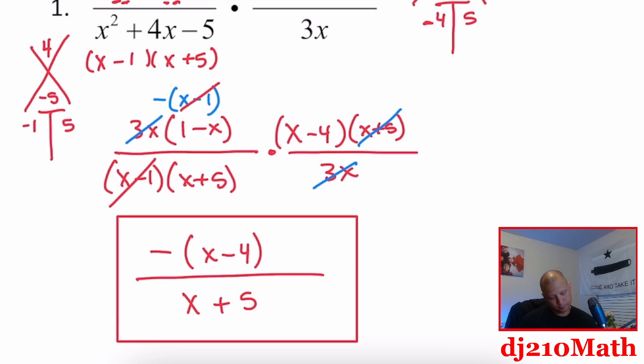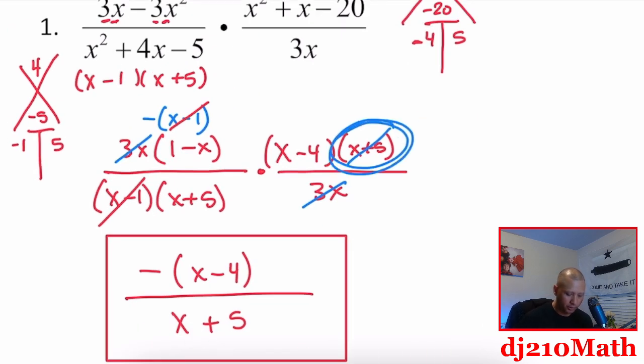There it is. Something else to consider. It may be tempting to say these x's cancel. Can't do it, because it's not just x. It's x minus 4 and x plus 5. It's a binomial. It's two things being added or subtracted together. When there's adding and subtracting happening, the only way they can cancel is when the whole term matches.